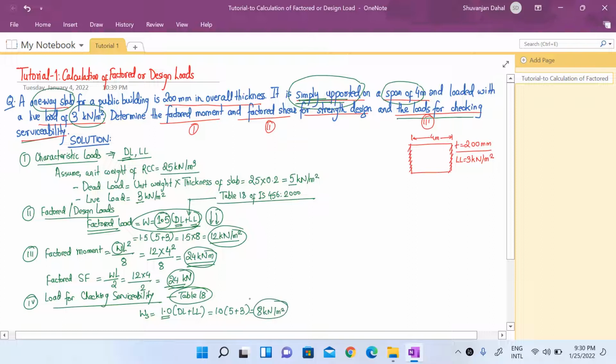So our numerical is complete here. We have calculated the factored moment and factored shear for strength design, that means using this factored load combination here, and then we have calculated the load for checking serviceability. You can see that the factored load is always greater than the load for checking serviceability. Since we check serviceability using the working loads, that magnitude of load will be lesser than the factored loads that are used here.